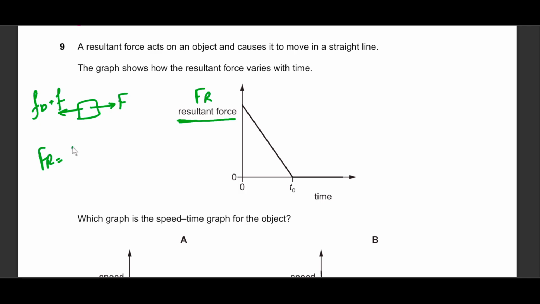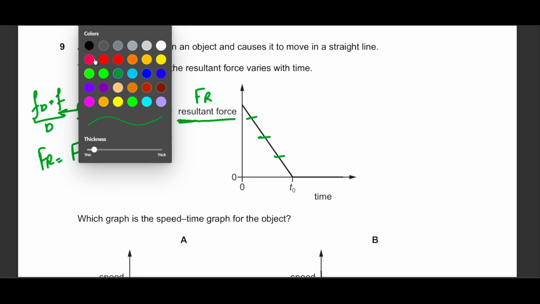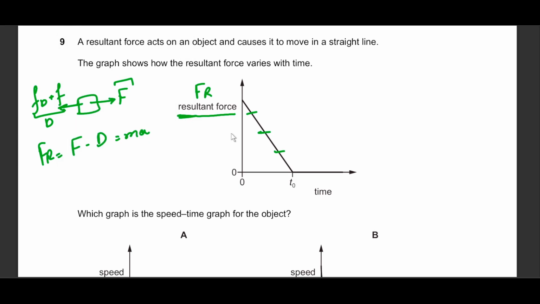FR is equal to the forward force by the engine minus all the drag components, let's sum them together as D, equals to MA. So the resultant force is decreasing. We don't know why this is happening, but we do know that it is decreasing. It is quite possible that the drag is not changing and the engine force is decreasing, leading to an ultimate decrease of this value to 0.